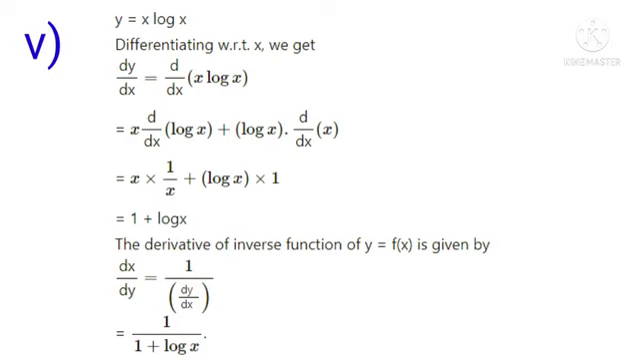Here we use the product rule. dy by dx is equal to d by dx of x log x. That is, first means x into derivative of log x plus log x into derivative of x. x into derivative of log x is 1 upon x, plus log x, as derivative of x is 1. x gets cancelled, so we are left with 1 plus log x.